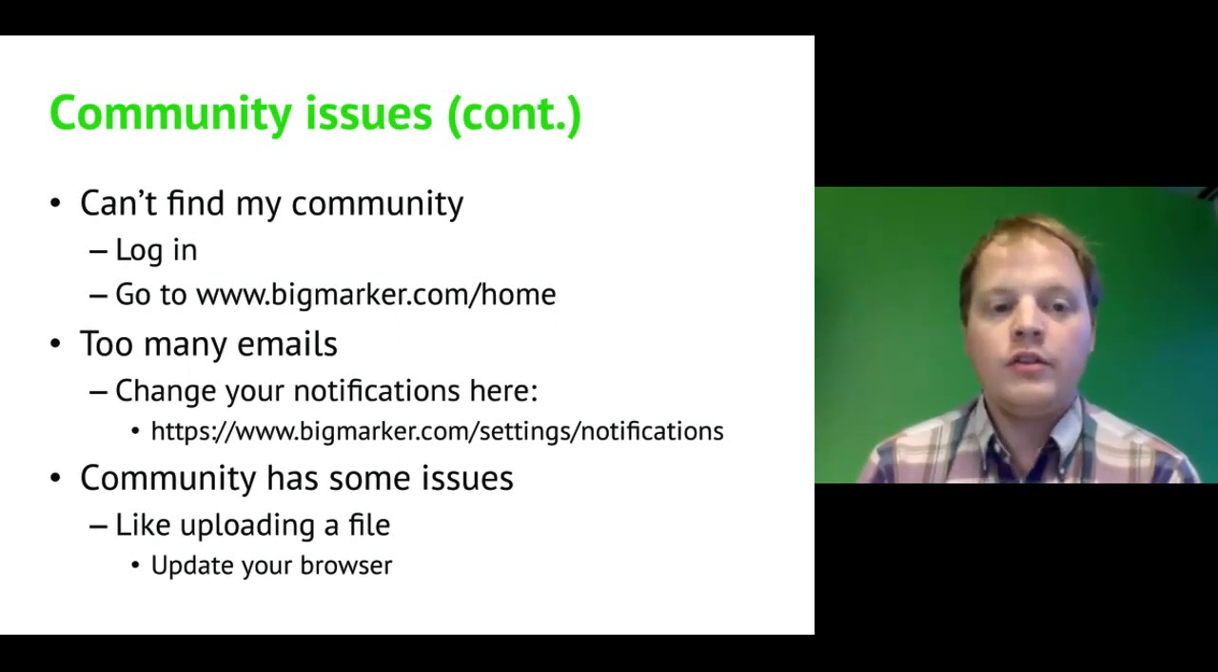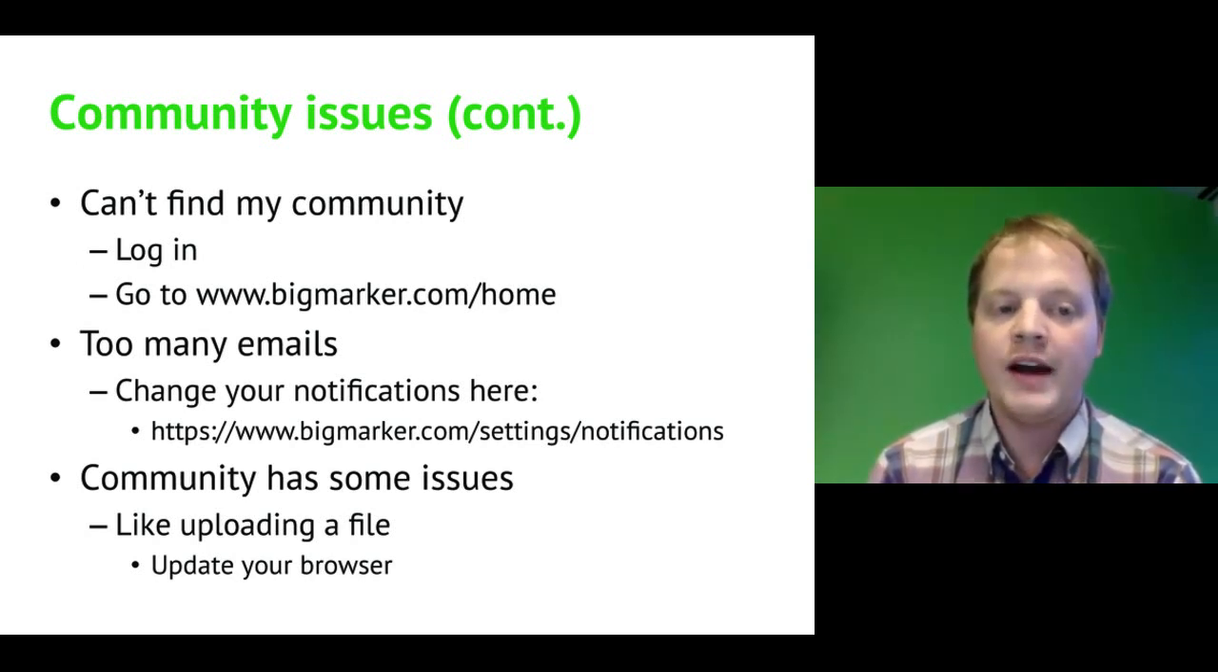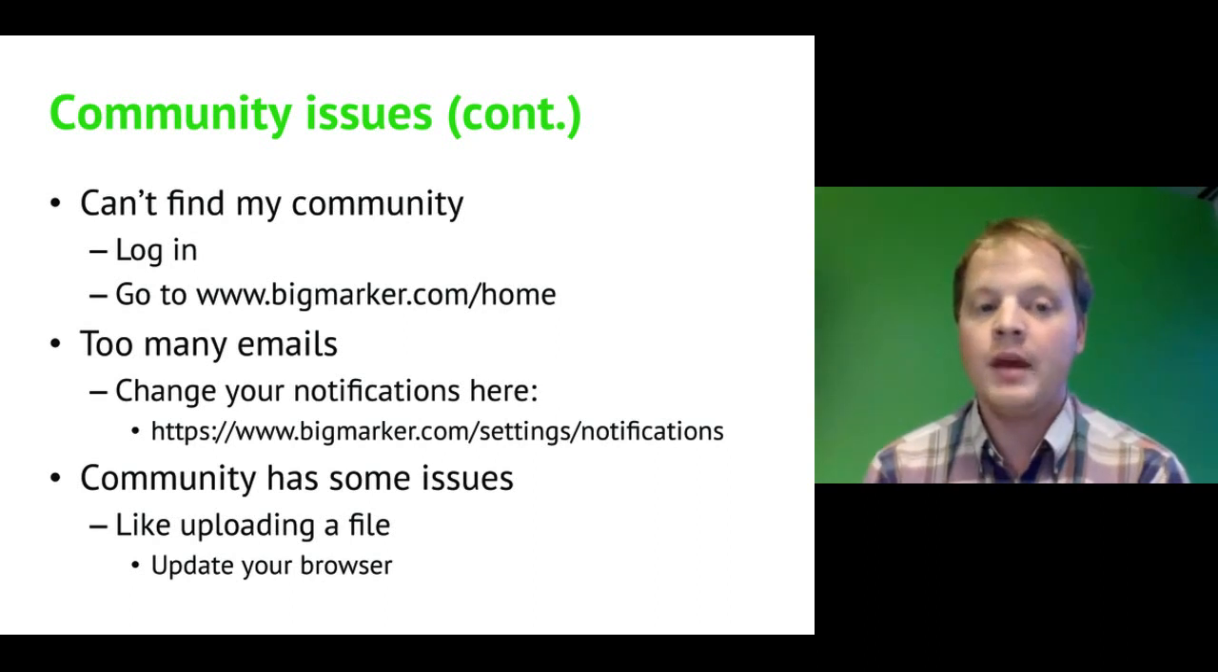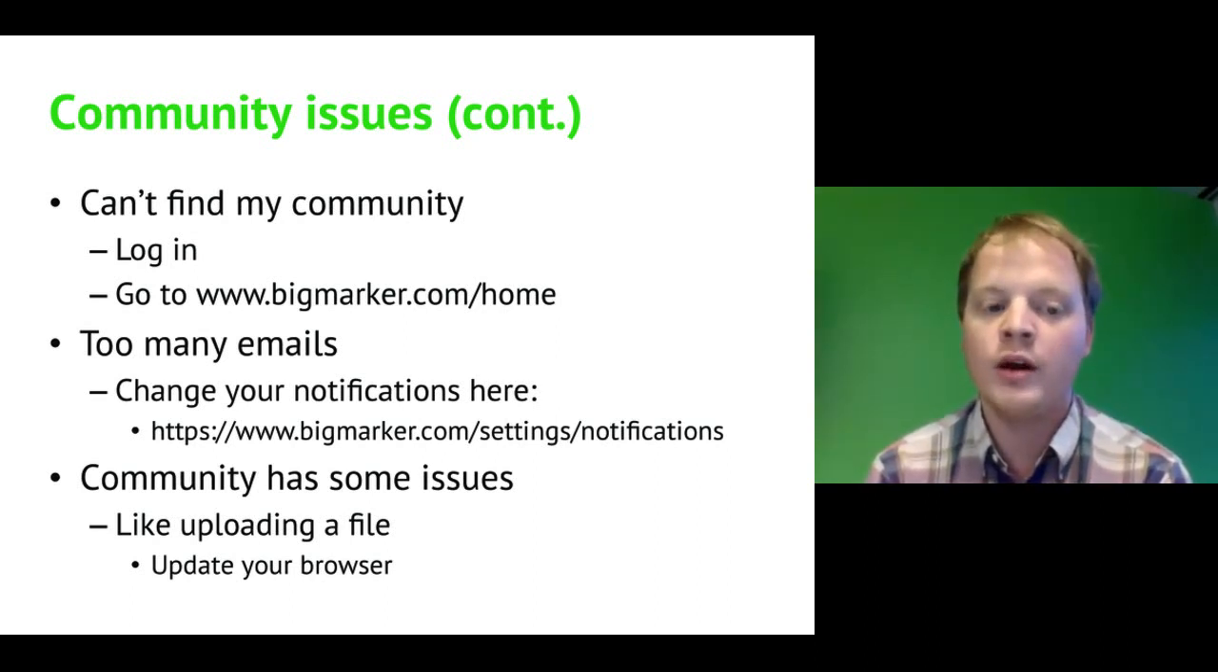Community issues continuing. Can't find my community. The easiest way to find your community is to log in and go to your BigMarker home. It shows you all of the communities and conferences that you're a part of. If you are having problems with receiving too many emails, it's really easy to shut those emails off.